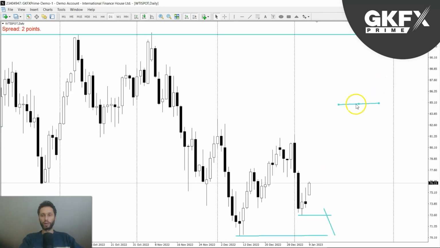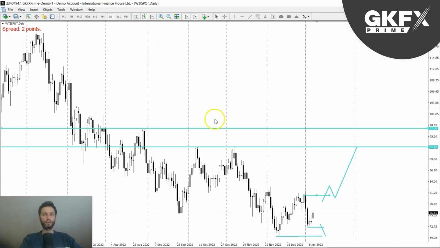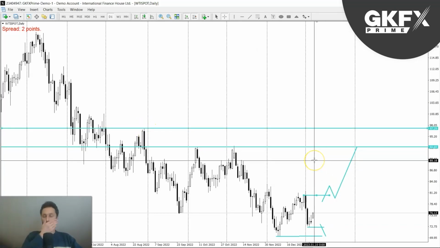Now, if we break above this level up here, that will be confirmation of the upside. Then I'll be looking for a cheaper price, and then continuing to the upside to the next obvious level, which is up here, and then the next take profit target will be up there. So at the moment, favoring the buy side, because that is where the risk reward is. At the moment, that's where the probabilities are.